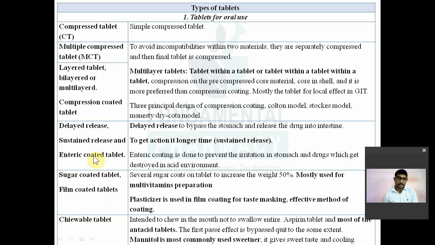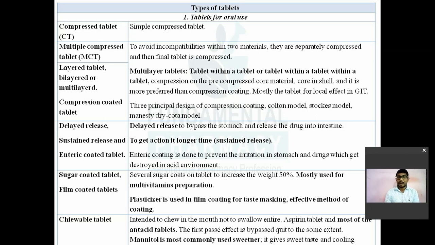Now delayed release tablet. Okay, what do you mean by delayed release? Delayed release means you have to prevent the release of drug. For example, अगर आपने टैबलेट लिया, मुंह से आपके स्टमक के अंदर गया, अगर वहाँ पे रिलीज हो गया, अगर वो एसिड सेंसिटिव है तो ड्रग तो आपका वहाँ पे डिग्रेड हो जाएगा. तो आप उस टाइम पे क्या कर सकते हो, उसको डिलेड रिलीज टैबलेट बना सकते हो.